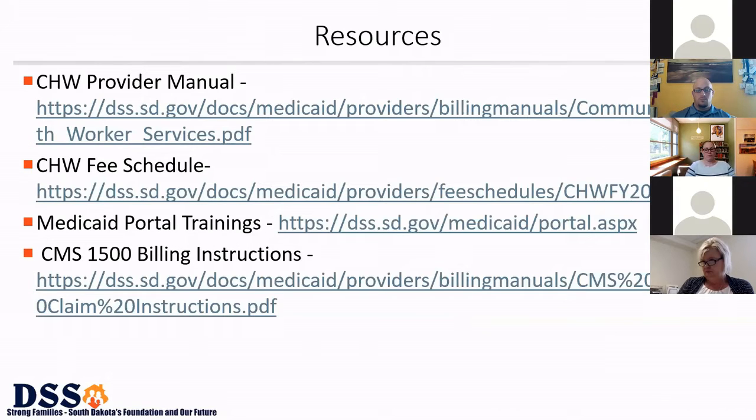So here's some of the resources that I had mentioned: our portal, our billing instructions, the fee schedule, and our community health worker manual. And I will be on for the rest of the presentation, so if there's any other questions that you all have about Medicaid reimbursement or Medicaid enrollment for community health worker, please feel free to ask.